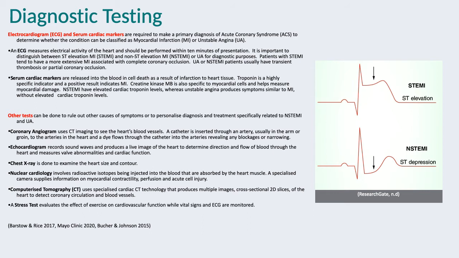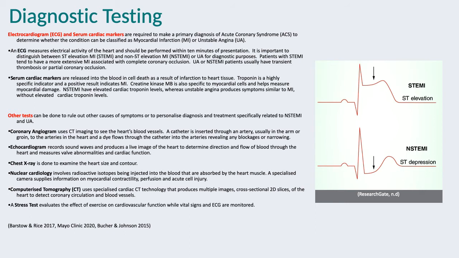Other tests can be done to rule out other causes of symptoms or to personalize diagnosis and treatment specifically related to non-STEMI and unstable angina, which include a coronary angiogram, which uses CT imaging to see the heart's blood vessels. A catheter is inserted through an artery, usually in the arm or groin, to the arteries in the heart, and a dye flows through the catheter into the arteries, revealing any blockages or narrowing.